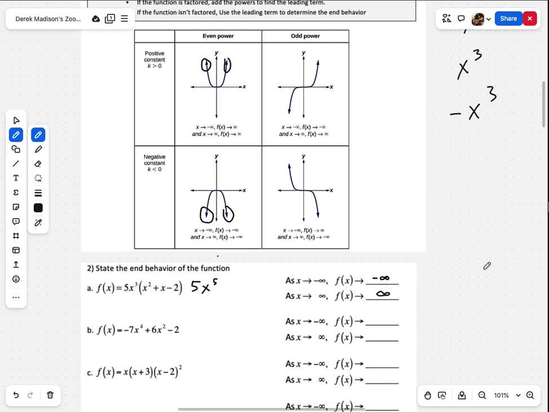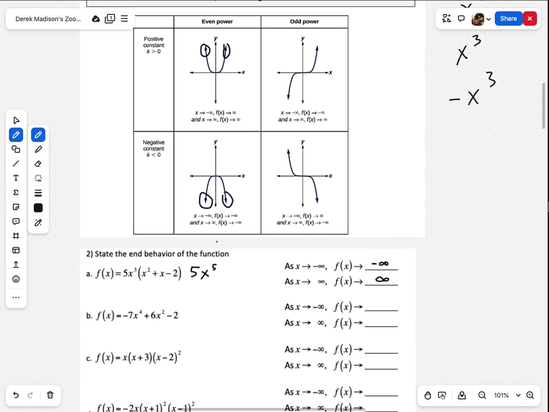For that next one, that would be a negative even, because the negative 7 has a negative coefficient, so it's going to have a reflection, and the 4th power means it's even, so that means it's going to look like this one right here. So as the x's go to negative infinity, the outputs also go to negative infinity, and as x goes to positive infinity, then the outputs also go to negative infinity still. So scroll that down a little bit more.